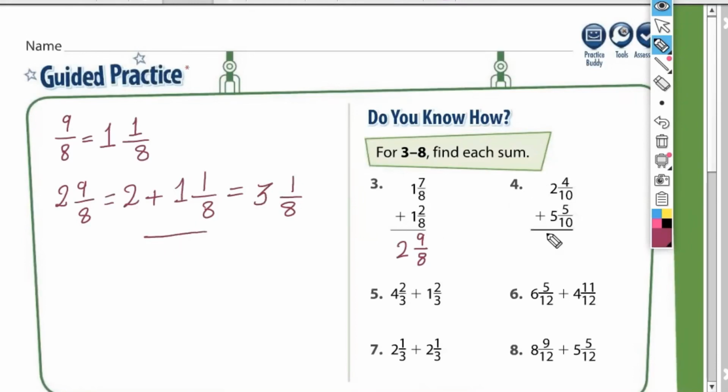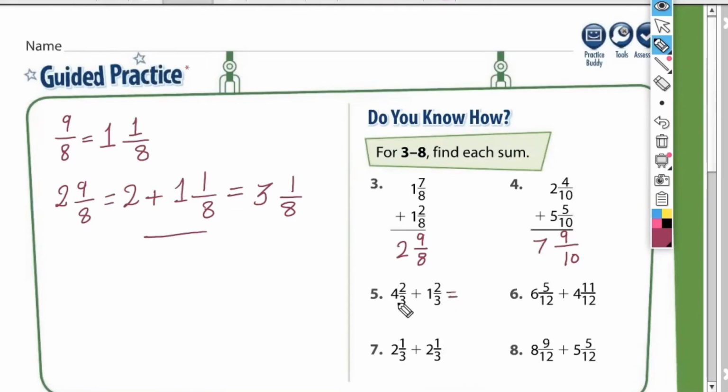Number 4, the first step, I will add the fraction part, which is 4 out of 10 plus 5 out of 10. I will put 10 as it is. 4 plus 5 equals 9. This is called the proper fraction, so I will keep it as it is. I will never change it. 2 plus 5 equals 7.